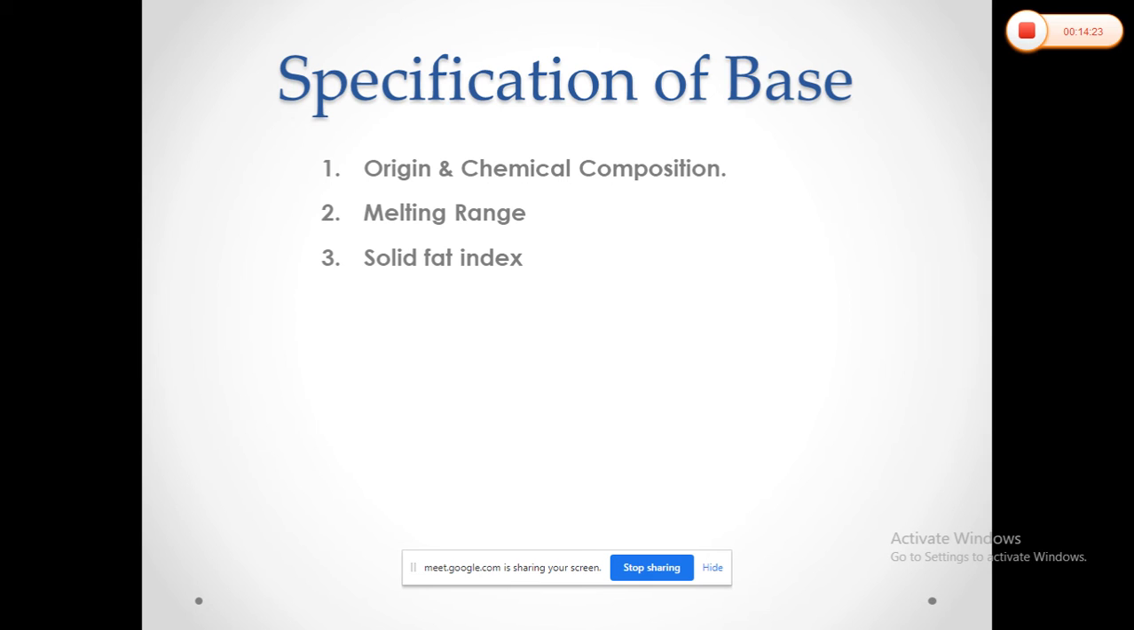So a base with a sharp drop in solid over a short temperature span will be brittle if molded too quickly. So the temperature relationship of your fat, or how it is molded in that specific mold that we have given, is shown by this particular solid fat index.